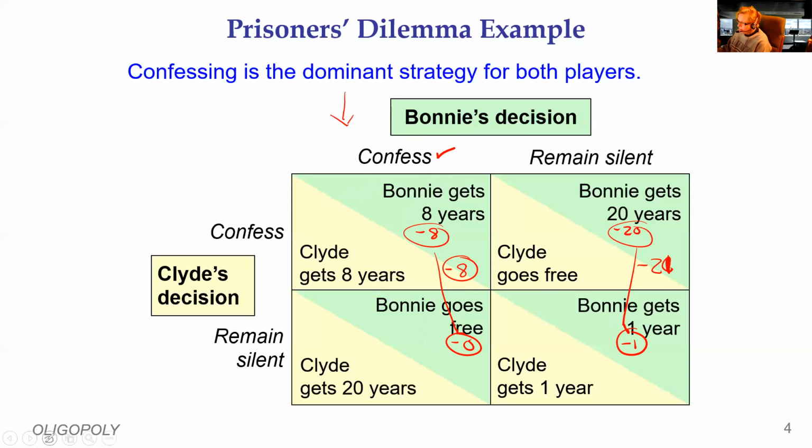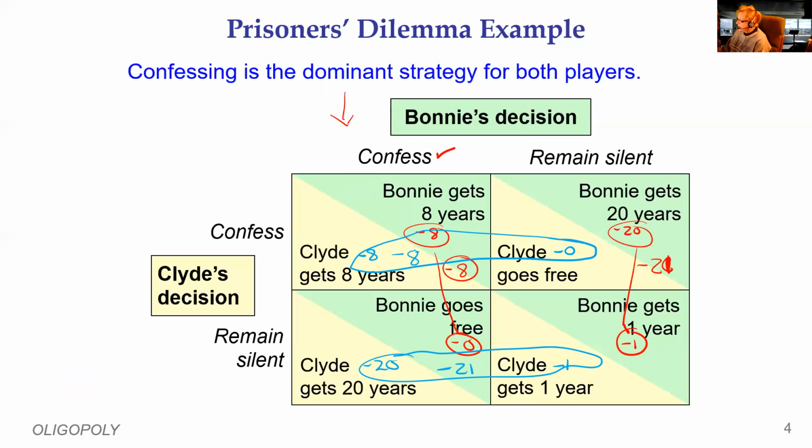Now we look at it for Clyde, and I'll do that in blue. So in Clyde's instance, we have a negative 8 and a negative 0. We have a negative 20 and a negative 1. Negative 20 and negative 1 is negative 21. Negative 0 and negative 8 is negative 8. Negative 8 is better, so I know it's going to be the top. So his strategy is also to confess. Because they intersect in confess, that is also the Nash equilibrium.